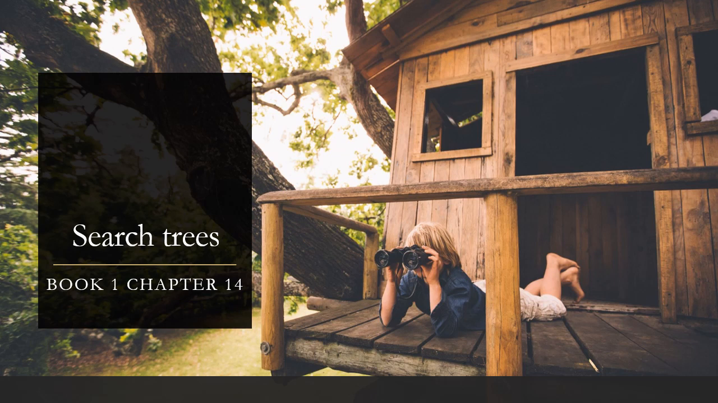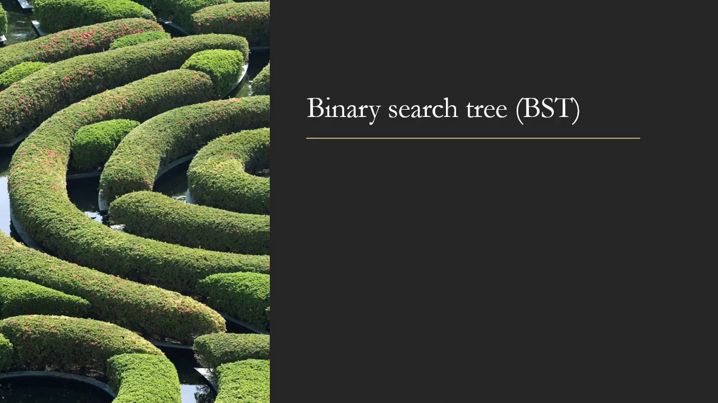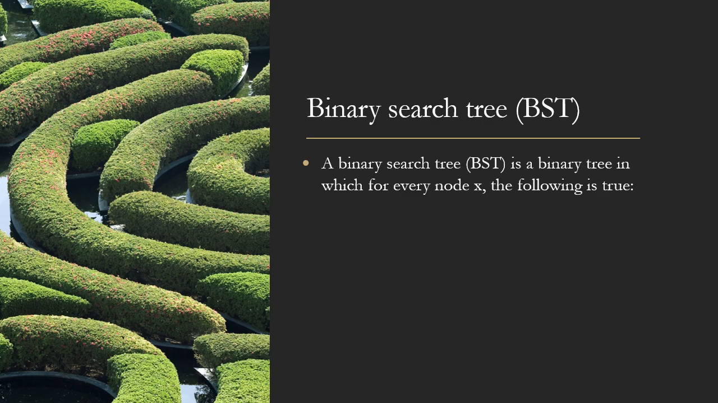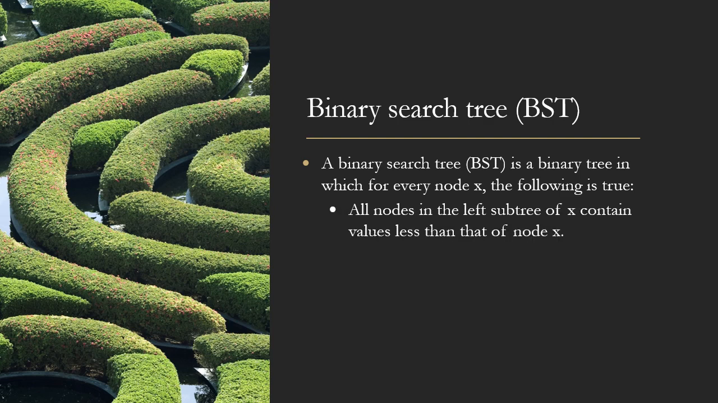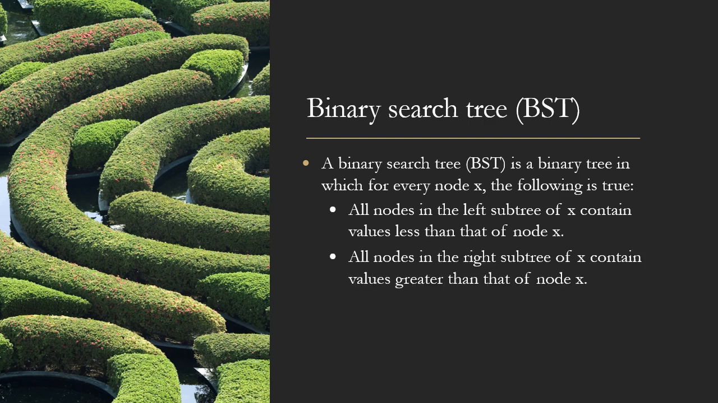Now our topic is search trees, and we will use chapter 14 of book 1. Binary search tree or BST. A binary search tree is a binary tree in which for every node x the following is true. All nodes in the left subtree of x contain values less than that of node x. All nodes in the right subtree of x contain values greater than that of node x.